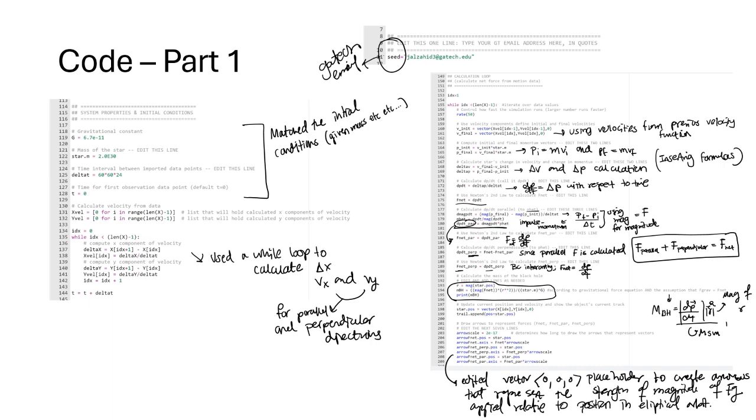For the second part, I also added my contact email in order to produce unique values. After that, I plugged in formulas for momentum, p equals mv, for initial and final momentum. I plugged in the equations for delta v and delta p. I also used Newton's second law, dp/dt, to find the change in momentum. And I plugged in how F net is just the sum of the perpendicular and parallel forces.